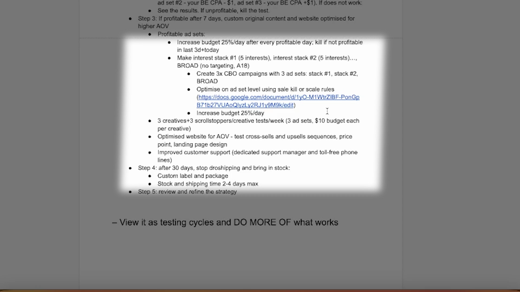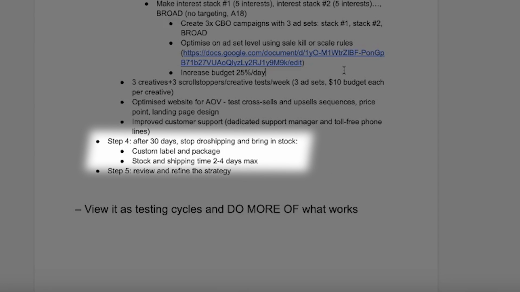You would have to improve your customer support. You would have to have a dedicated support manager and toll-free phone lines. And after 30 days, stop drop shipping and bring in stock. Custom label and packaging, stock and shipping times 2-4 days max. You can still fulfill from China, but what we usually do is we buy the inventory and keep it in our warehouses in China so that we can ship very, very fast.